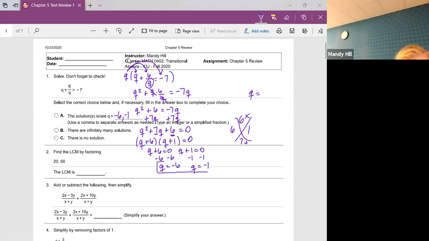Now, if you're using your graphing calculator, you could stop right here and type this in the calculator and let the calculator do the work for you. So we've got Q squared plus 7Q plus 6. I'm going to go to my graphing calculator just to remind you how to do that.